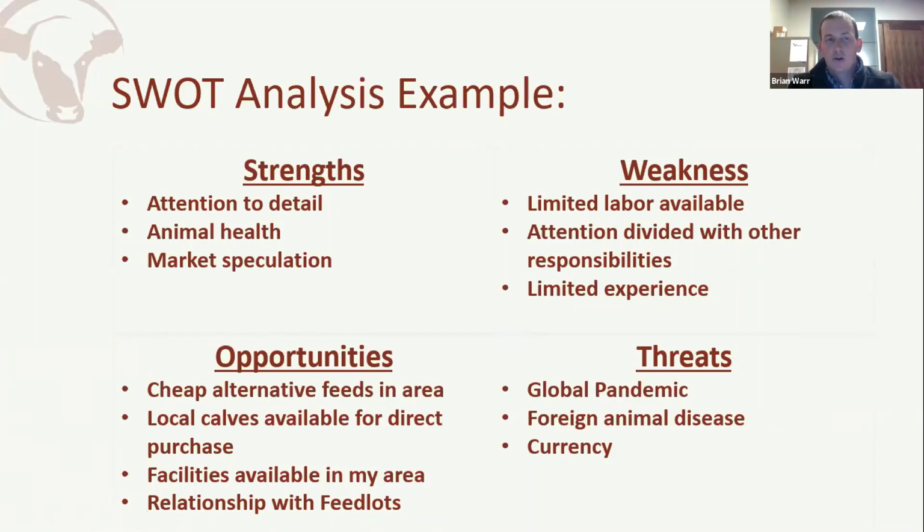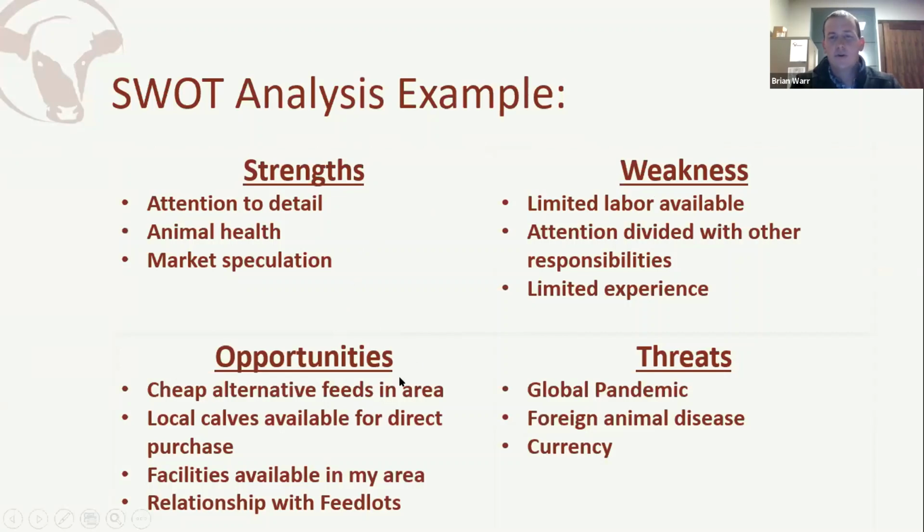So I listed some examples of things that maybe I wish were my strengths: attention to detail, animal health. Maybe I have a great animal health background. I wish I was a great market speculator. All of these would be great strengths to have. Weaknesses: limited labor available, maybe attention in your operation divided with other responsibilities. Maybe you've never done this before and you have limited experience and you need to seek mentorship.